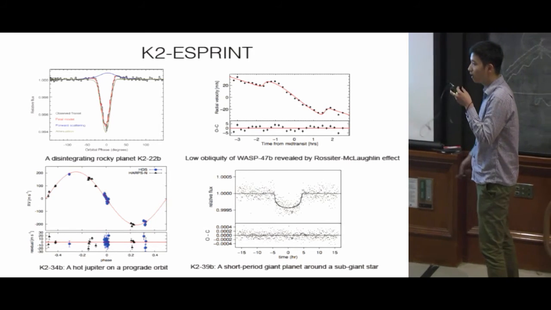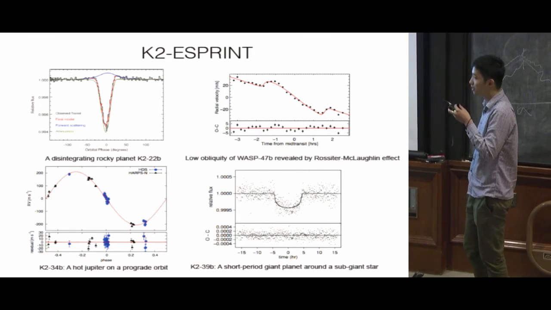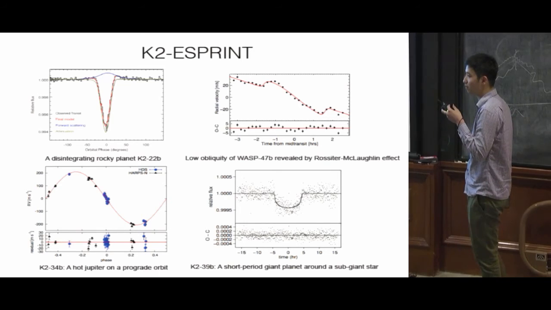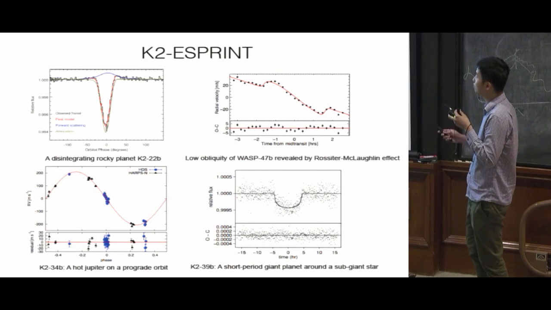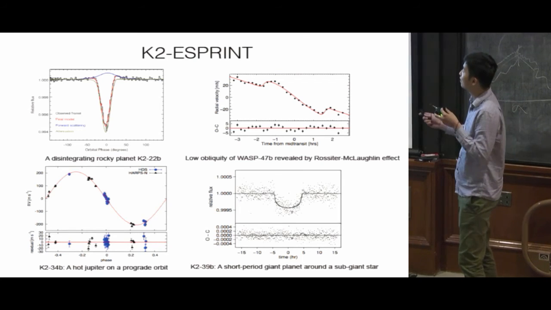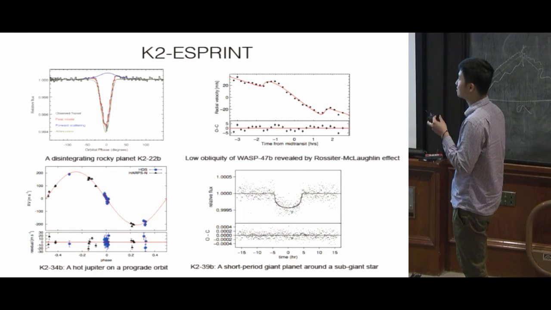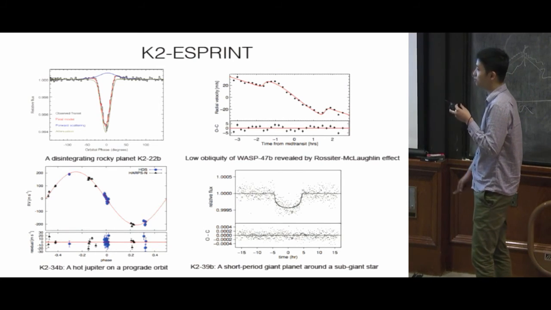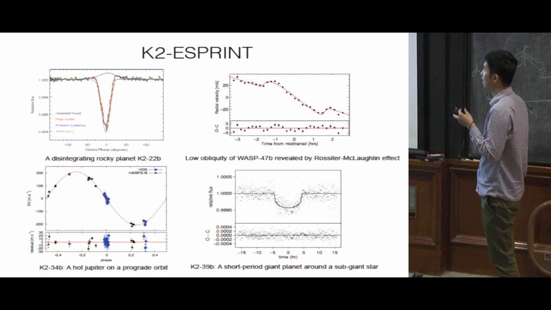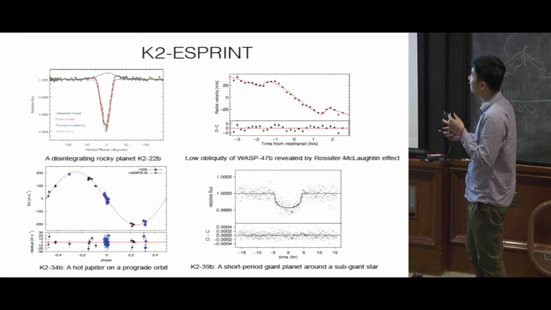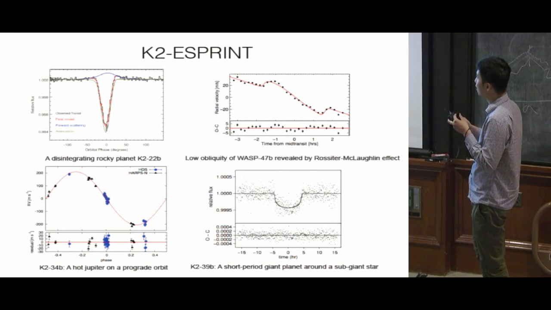Hi everyone. My name is Fei Dai. I'm a 2nd-year graduate student at MIT, working with Professor Josh Winn. My current research centers around the K2 mission. I'm a member of the K2 Aspirant Collaboration, which is an international team of researchers from Denmark, Japan, Spain, and the US. Our mission is to identify, validate, and characterize new planets using K2.